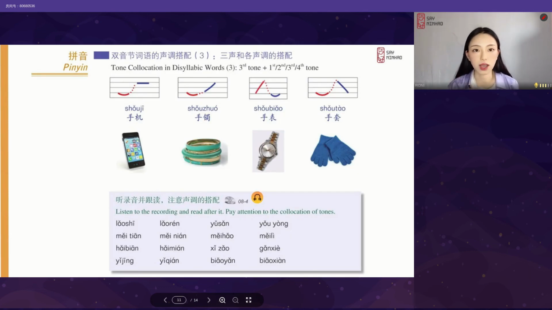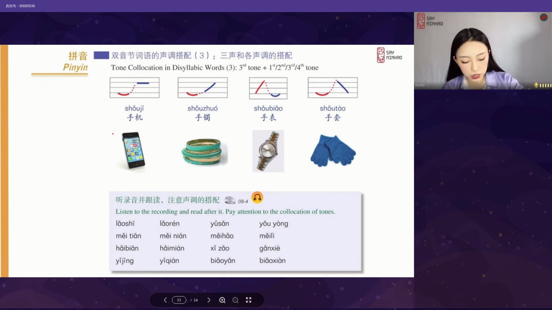Now let's move on to our disyllabic words, the collocation in disyllabic words. So today is about the third tone plus first, second, third and fourth tone. Okay, let's see these four words. First one is 手机, which means mobile phone, 手机.